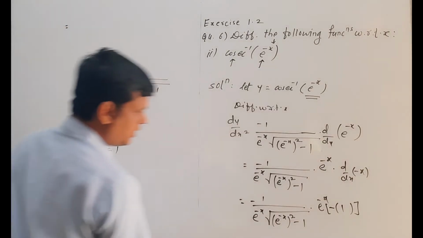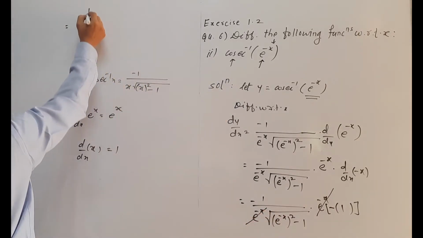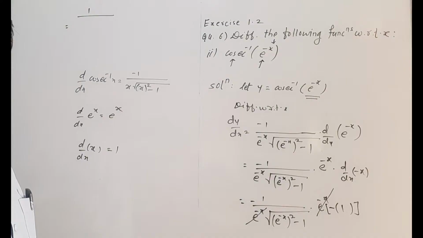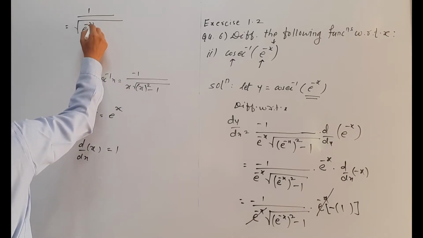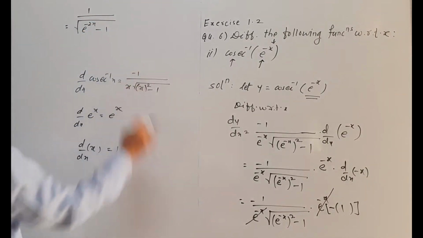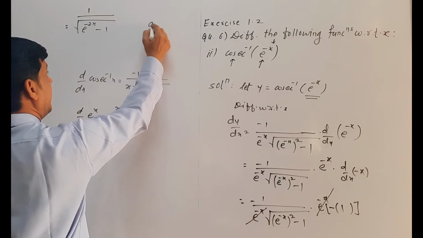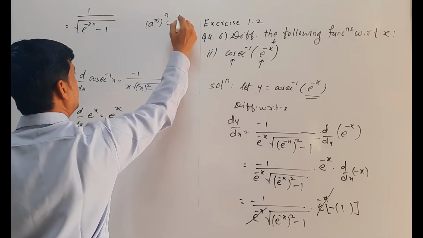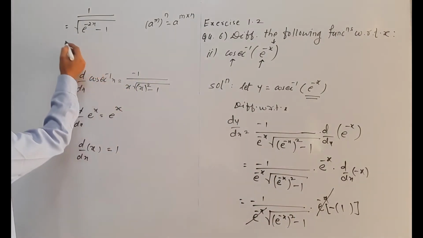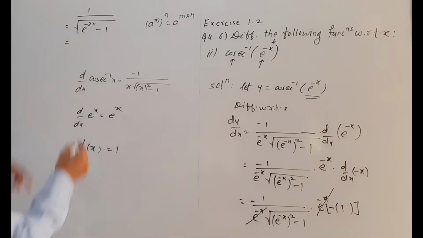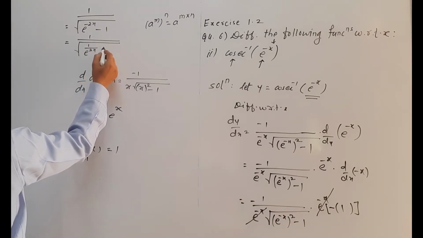And in the next step this e raised to the power minus x gets cancelled with this e raised to the power x. So we write here 1 upon, before that we write this as e raised to the power minus 2x minus 1. We write this e raised to the power minus x in bracket square. So we use the concept a raised to the power m, bracket raised to the power n, is equal to a raised to the power m into n, means we multiply the powers, so we get here e raised to the power minus 2x. Or you can write this e raised to the power minus 2x as 1 upon e raised to the power plus 2x, minus 1.